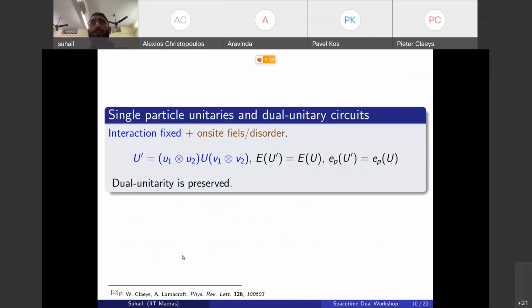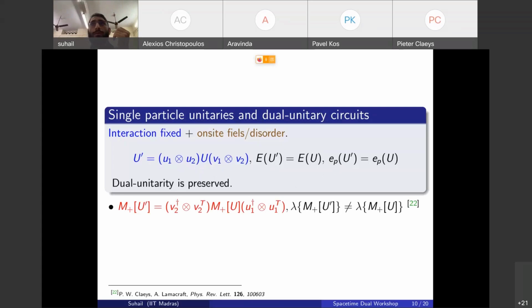Now, what's the setting? We take a dual unitary gate and add local, or on-site, disorder like this. We have a unitary operator U, and we sandwich it between locals, U1 tensor U2 and V1 tensor V2. Under locals, the operator entanglement E of U does not change, because it is a local unitary invariant. The entangling powers of U prime and U are the same, because these are local unitary invariants, and dual unitarity is also preserved. Dual unitarity, of course, will be preserved under adding local fields or disorder. But the spectra of M plus of U prime and M plus of U will be different, as was discussed in this paper of Peter and Austin Lemacraft.